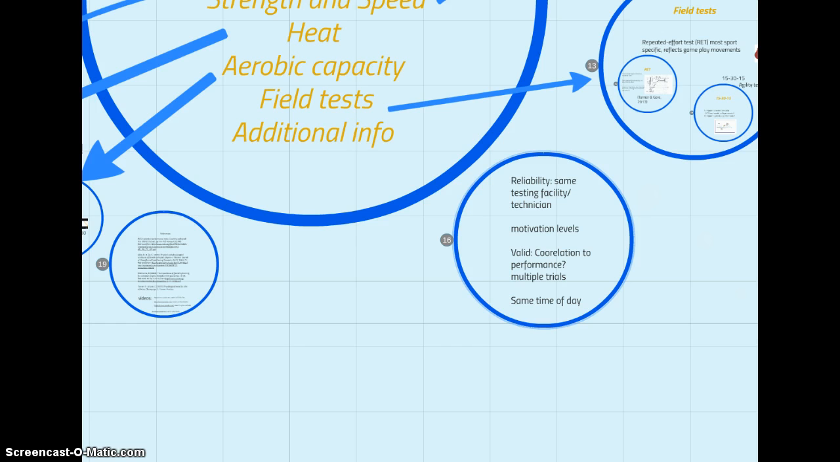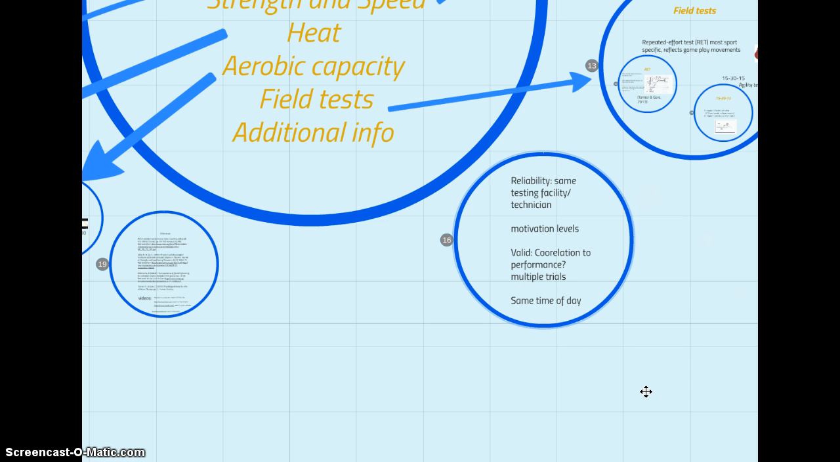We can look at the data. Is it correlating to performance? If not, if it seems a little off, then maybe try something different. Try either a different test for that same factor of performance, or even just skipping it. We'll make sure we have multiple trials to see if our numbers are similar, and perform the test at the same time of day.